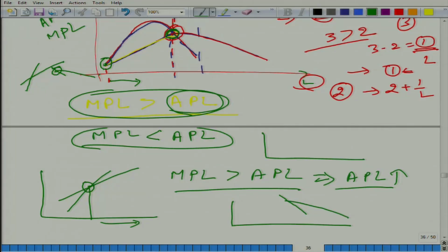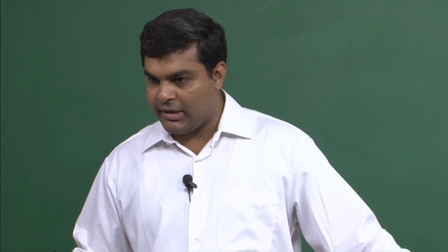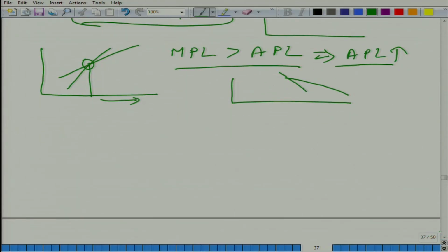Since APL is just the sum of MPLs of n things, so if MPL is cutting from below, that means its sum will... MPL is not the sum, it's not. Let me just clarify it to you. Here is the total quantity curve. Okay, here is the total.